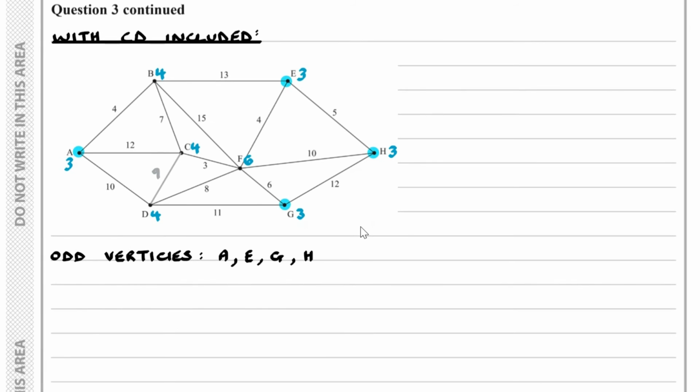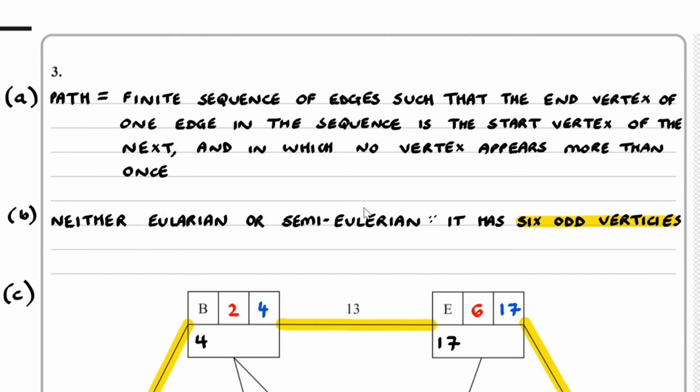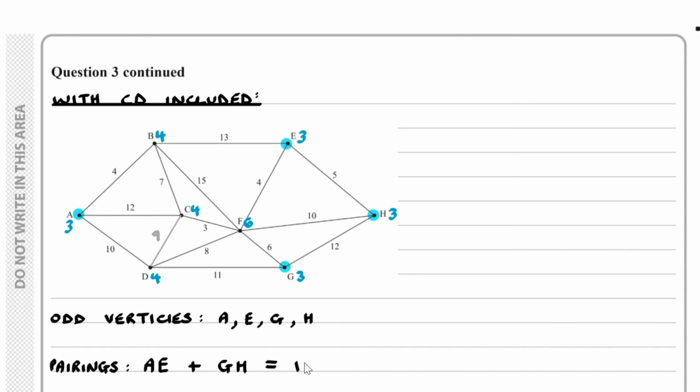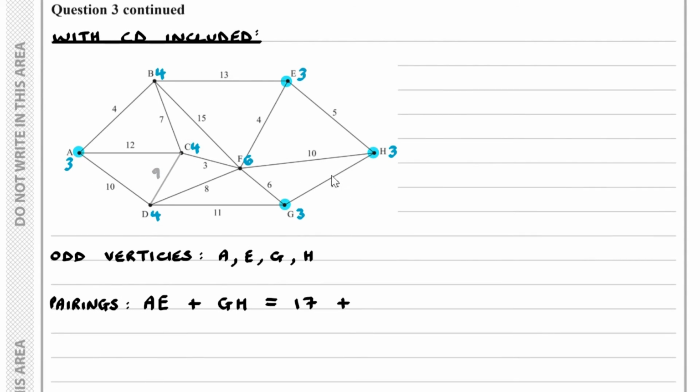So what we now need to do is find out the possible pairings. So we could have A and E paired with G and H. And if I work out what this is, A to E, well, what we found before is that's 17. And we are going from G to H, so that will be 12.